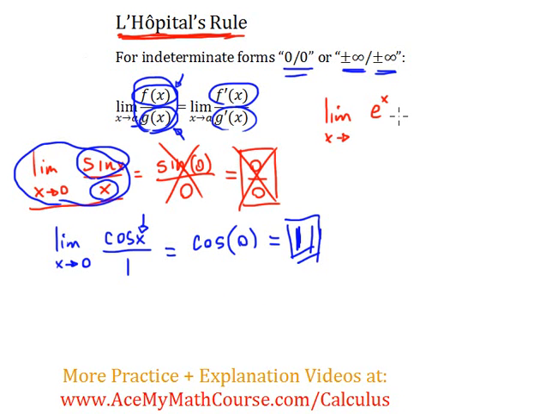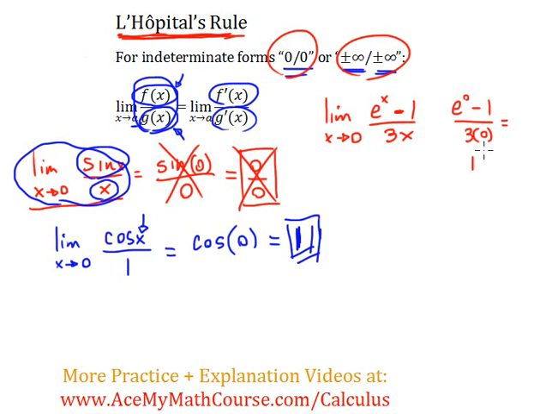So let's say that I want to evaluate the limit as x approaches 0 of e to the power of x minus 1 over 3x. Let's check and see if this would be another indeterminate form, like the ones we have here. If I were to plug in the 0 for x, I would get e to the 0 minus 1 over 3 times 0. E to the 0 is 1, minus 1 is 0. Down below I have 3 times 0, which is 0, divided by 0. Yes, so we do have an indeterminate form, so we can use L'Hopital's rule.